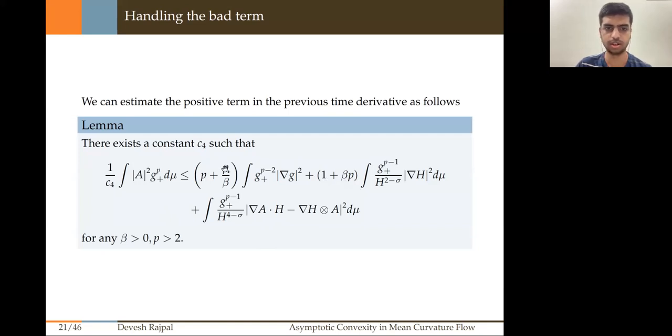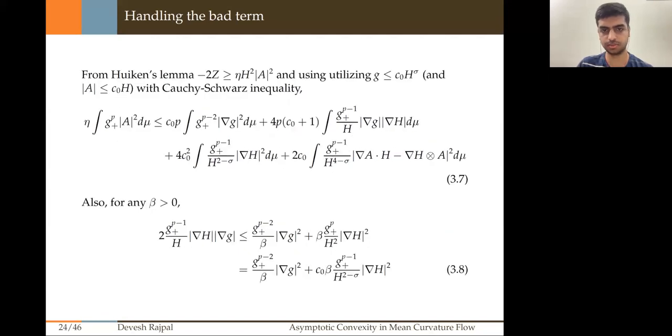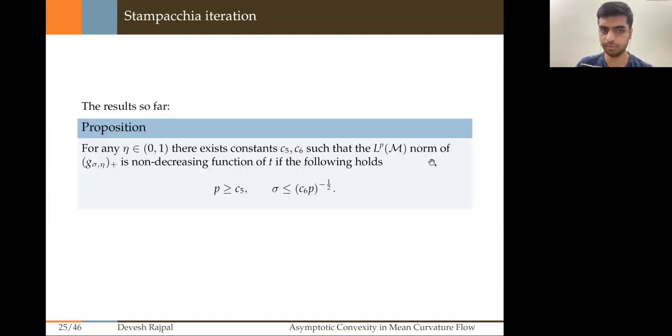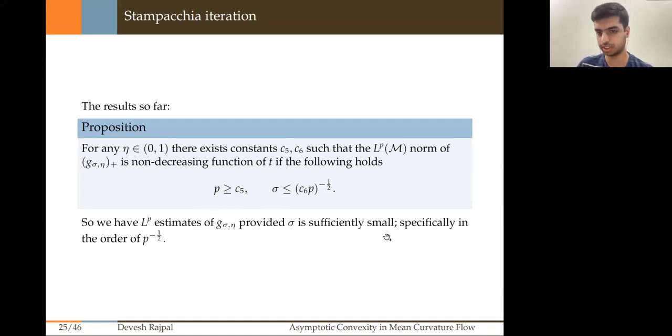Here, p was the L^p and beta is arbitrary. P is required to be greater than 2 for this to hold. So we've gotten some hold over the bad term, and in fact, this will imply that the L^p norm of G sigma comma eta is a non-decreasing function of t if the following holds: if our p is large enough and our sigma is sufficiently small, specifically of the order of p raised to negative half. I did not go over too many details, but roughly that was the idea.